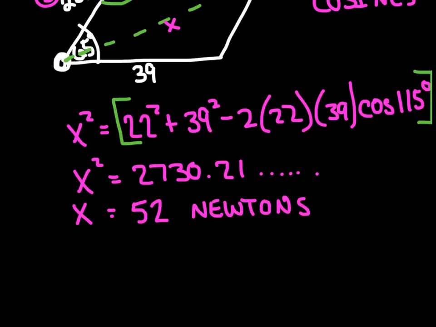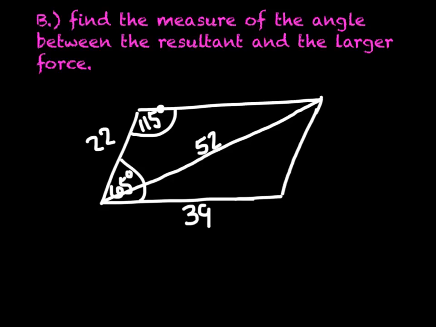All right, now we do have a part B to this question, so let's go see what that says. So I drew a new diagram and I carried over all the information that we had, including the angles and the lengths of all the sides, and including the resultant that we just found at 52. Now they want me to find the measure of the angle between the resultant and the larger force, which would be the 39-pound force. So they want me to find this angle right here.